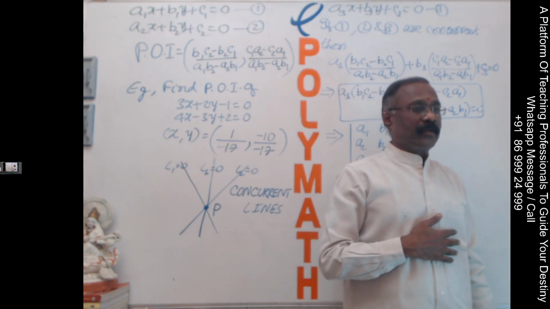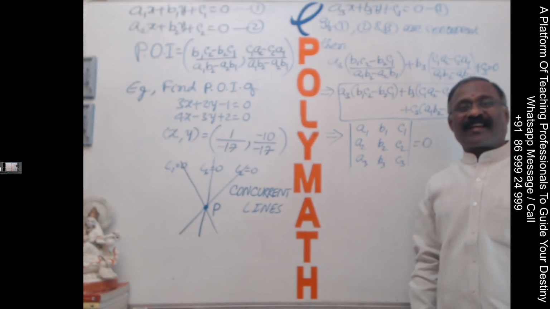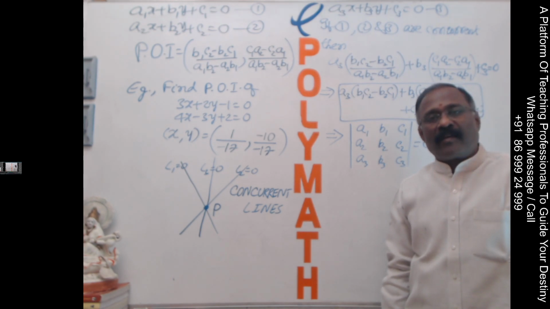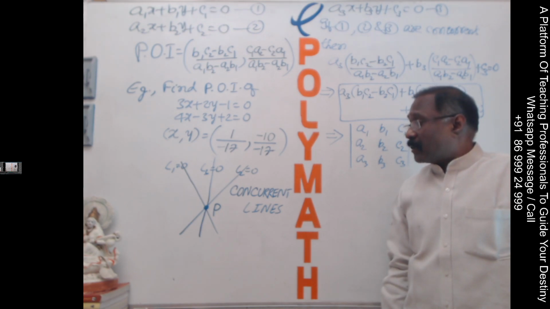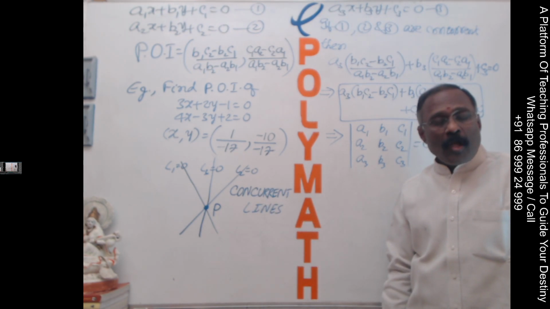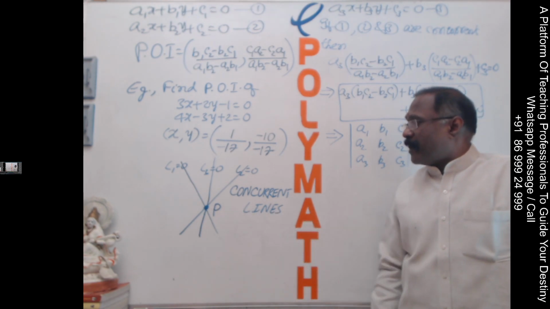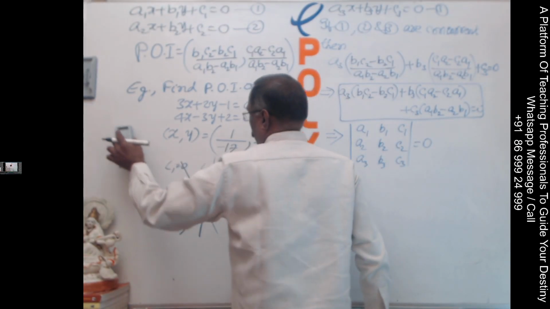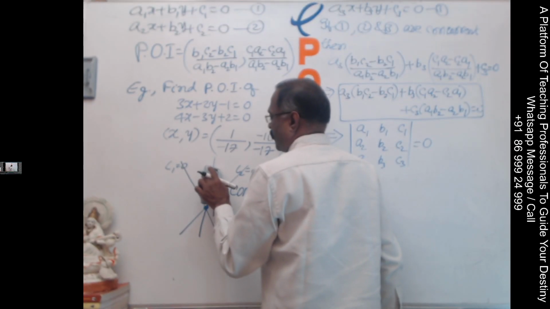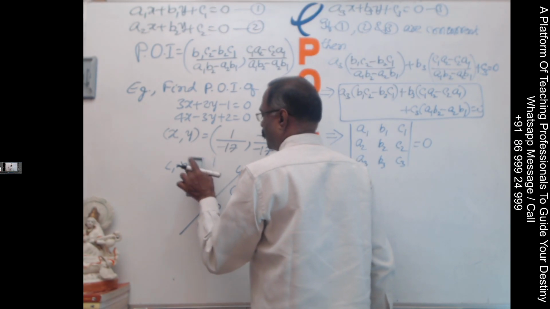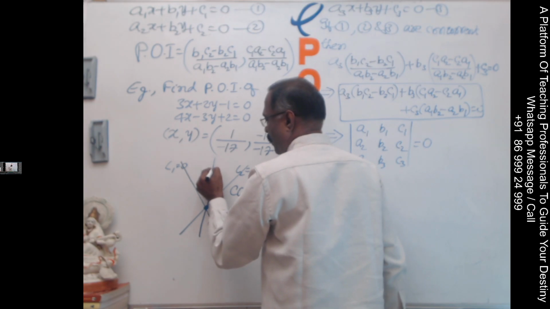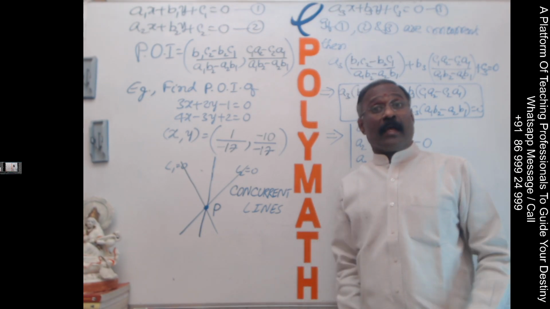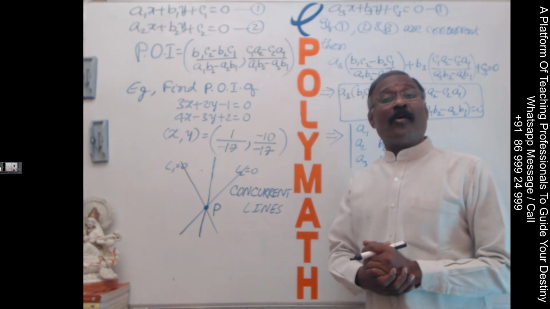And now, coming to the next one: a set of concurrent lines, or family of lines. It is very important. There is a point of intersection P for the lines L1 equal to 0 and L2 equal to 0. The point of intersection of L1 and L2 is nothing but P here. So through P, how many lines will be passing through?